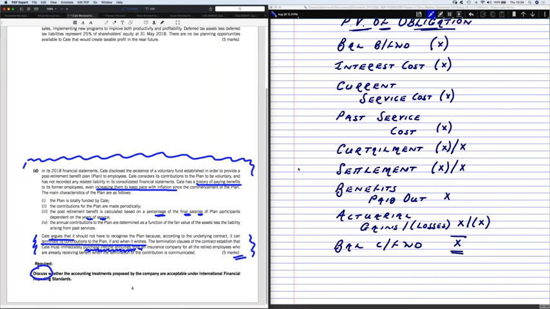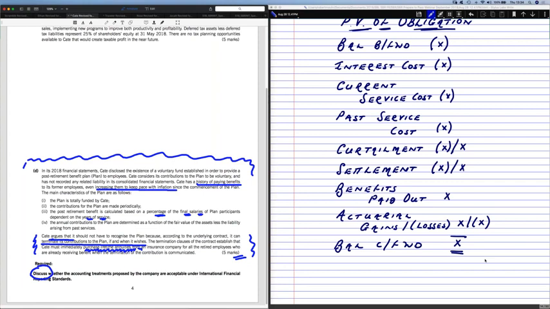Now, remember, with a defined contribution scheme, the expense for any year is the contributions payable, not the contributions paid, but the contributions payable. That, of course, means that the entity's obligation is extinguished. They have no further obligation once that agreed level of contributions for the year has been paid. It's as simple as that.